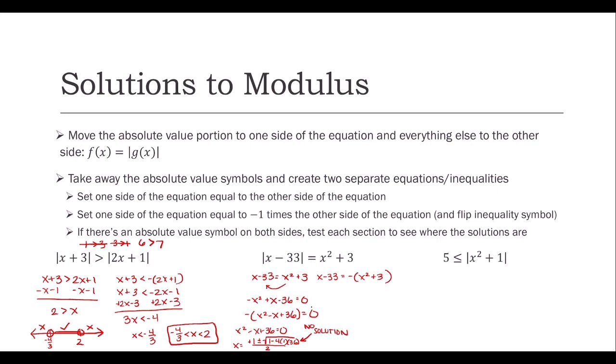Then for the second part, this becomes x minus 33 equals negative x squared minus 3. We'll move those to the left so that we can set it equal to 0. So we'll get x squared plus x minus 30 equals 0. This factors to x minus 5 times x plus 6 equals 0. So this means our solutions are x equals negative 6 and 5.